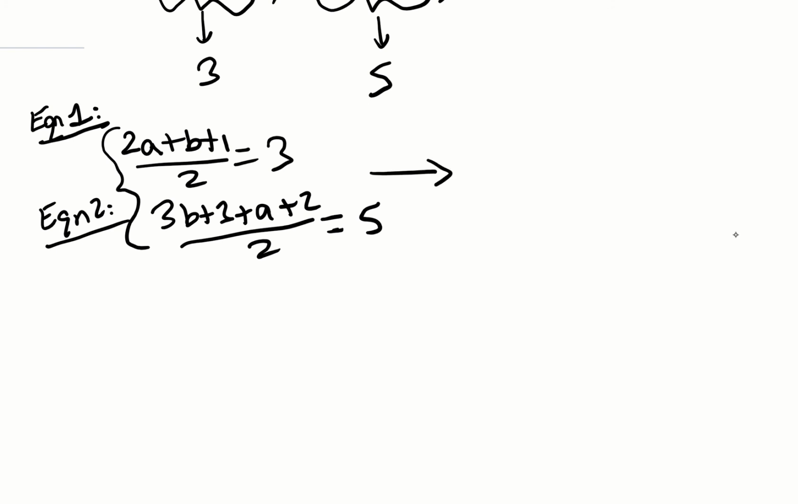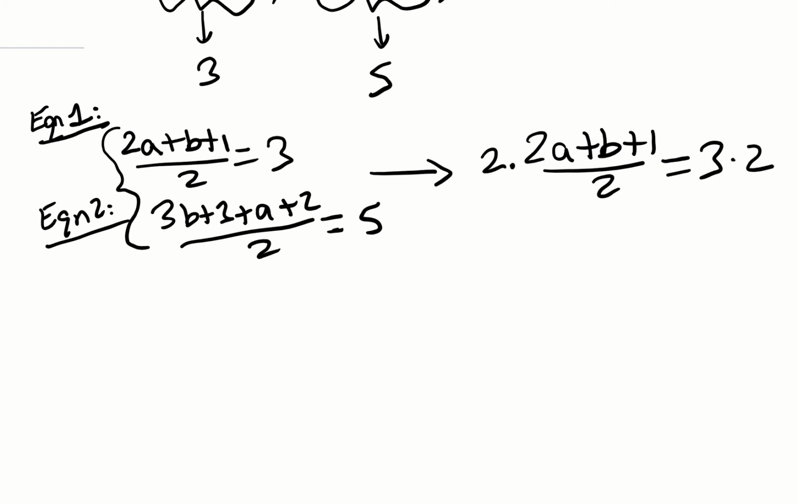So first off, we have 2a plus b plus 1 divided by 2 equals 3. First off, we want to get rid of this 2. So what I'm going to do is multiply both sides by 2, and that'll get rid of it, okay? Now this cancels, and this goes away. I can do that as long as I multiply on the other side too. And then we know 3 times 2 is 6. So I'm going to change that to a 6. And that's my first equation.